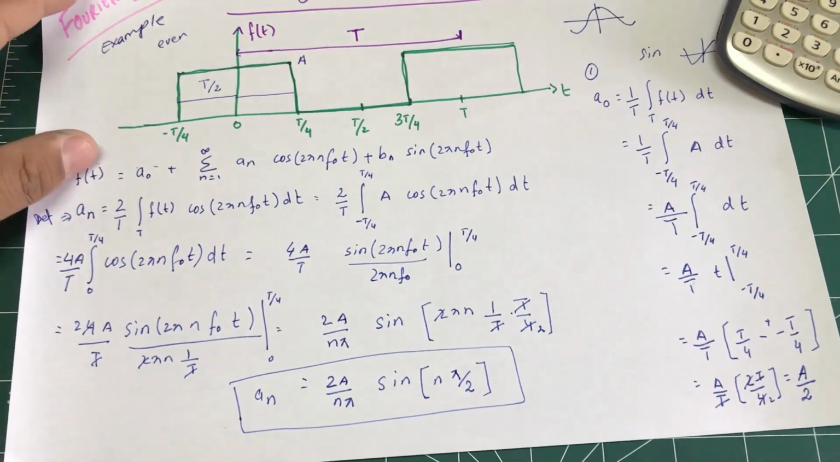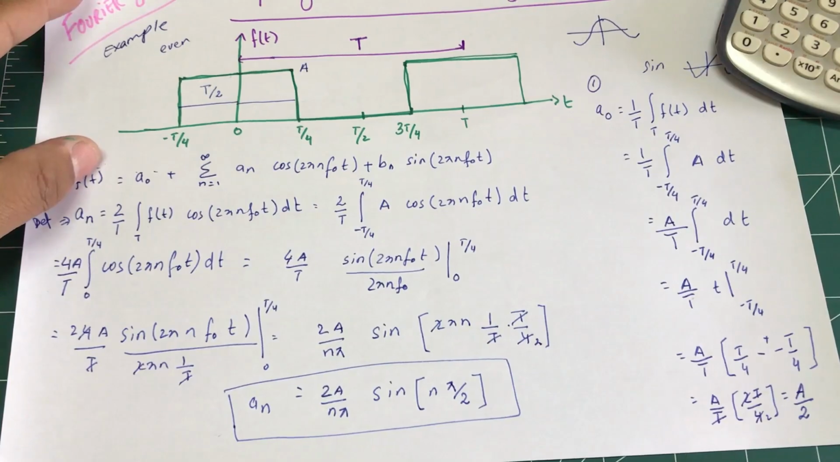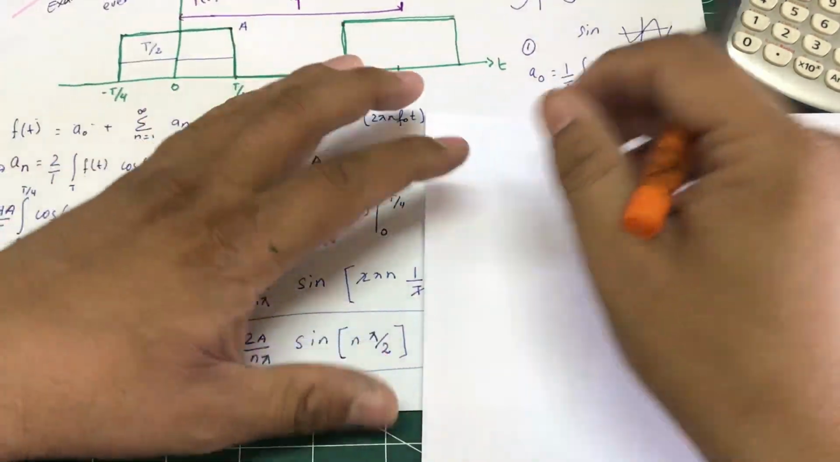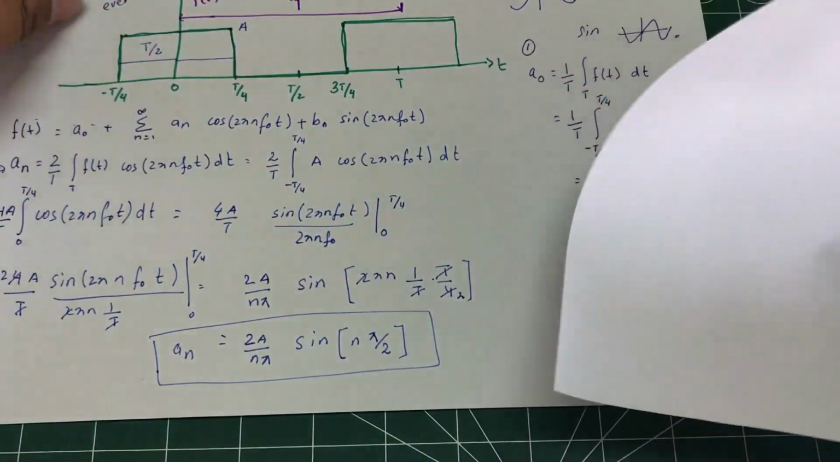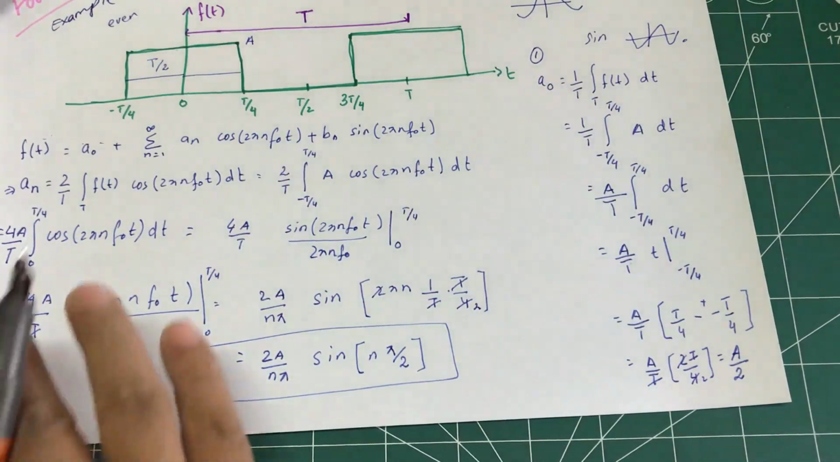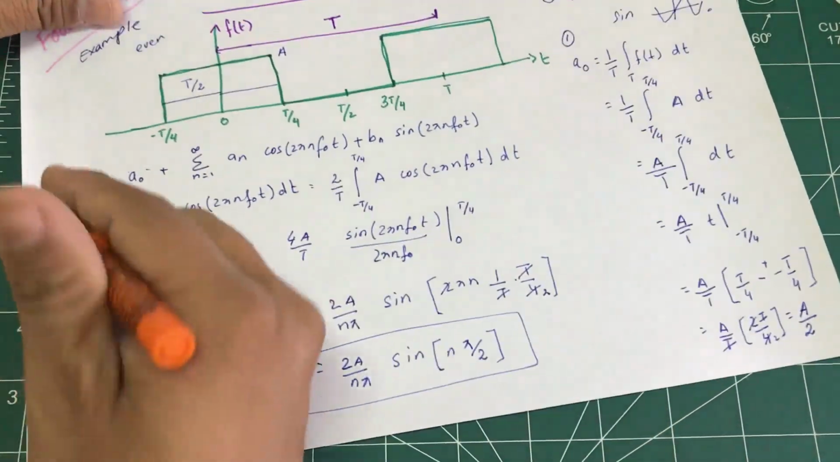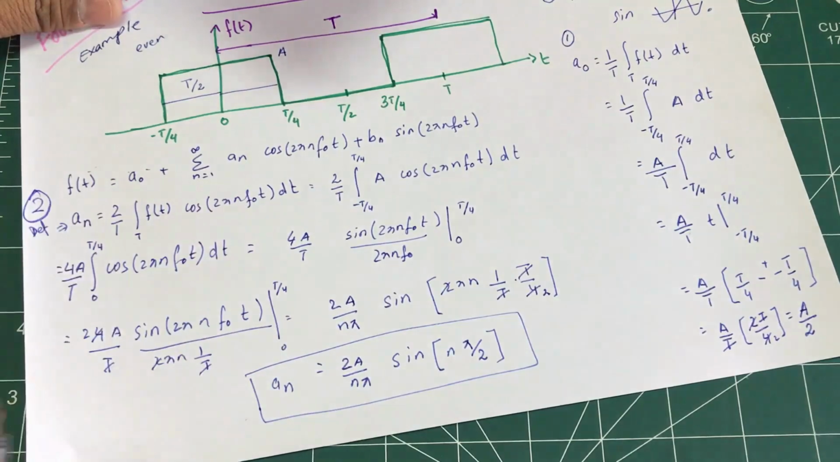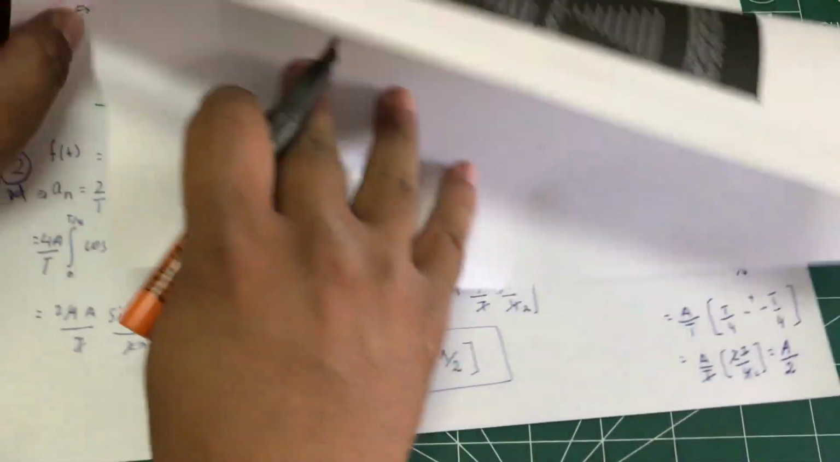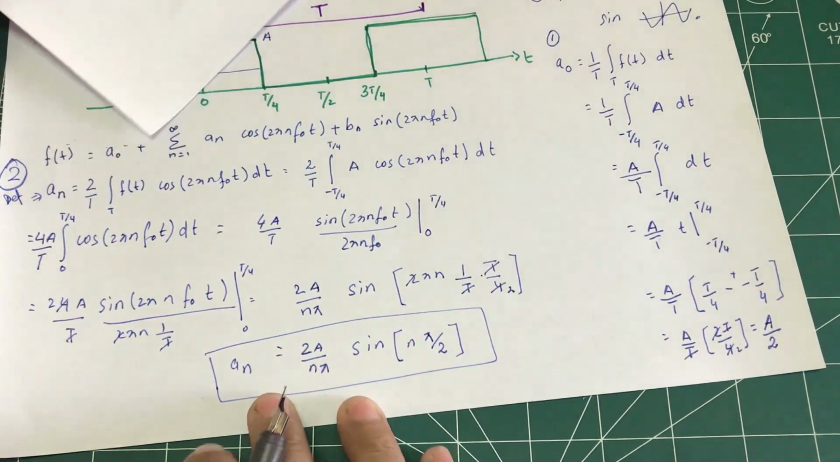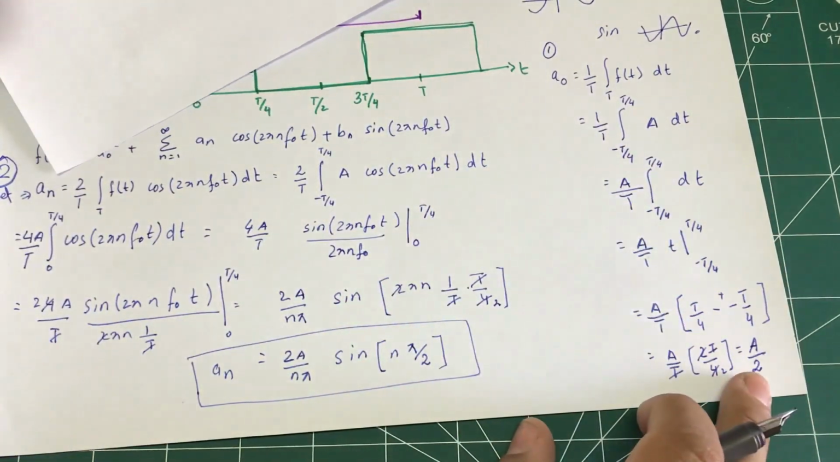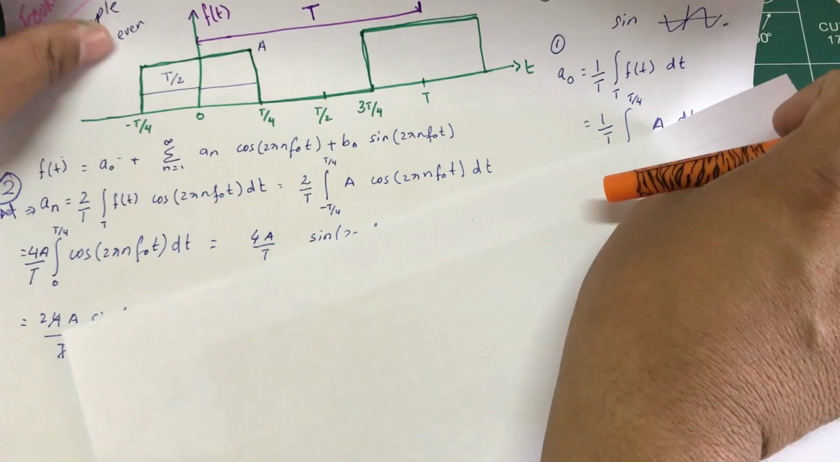Now, I am running out of paper. Let's quickly calculate my bn. So this is step number 1. This is step number 2. All right, now we're about to do step number 3. So this is the value of my an. This is the value of my a naught, which is a over 2.